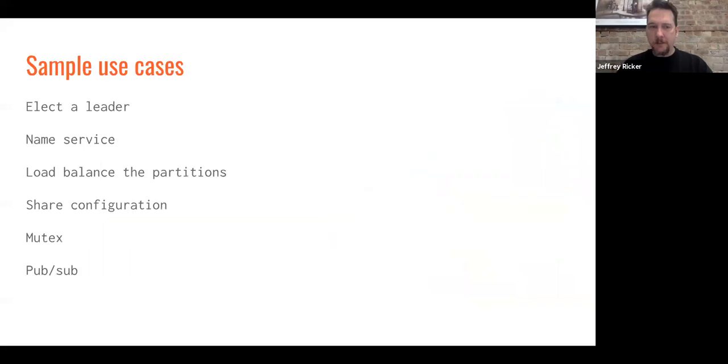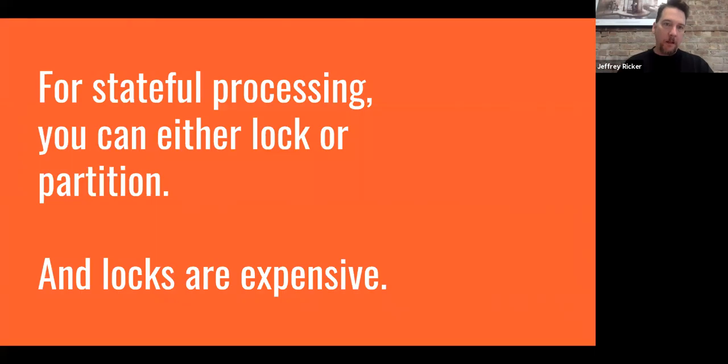The point here is that the state's your problem, and you've got to come up with novel ways of how to contain that problem and push it to a place where it's more maintainable, not less maintainable. So for stateful processing, you can either lock or partition, and locks are expensive. Zookeeper makes it as less expensive as possible, but it's still expensive.